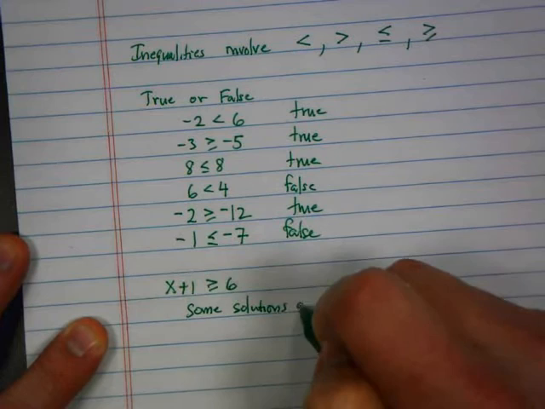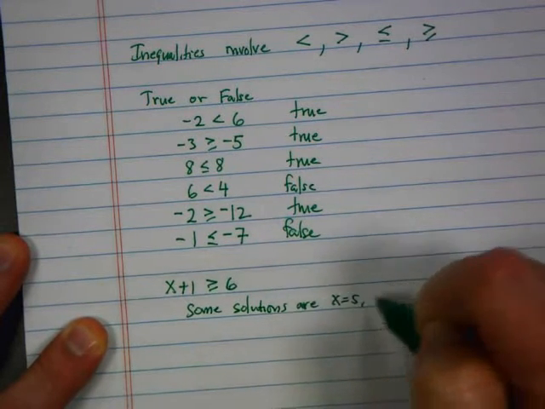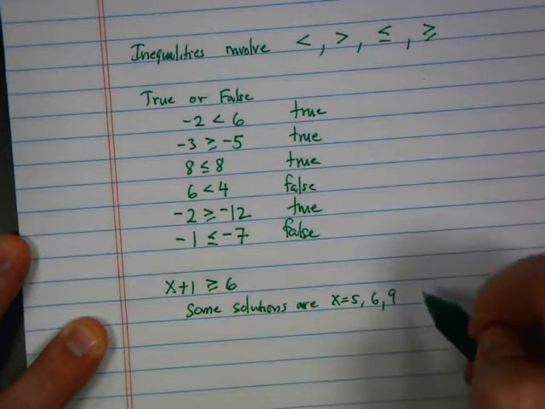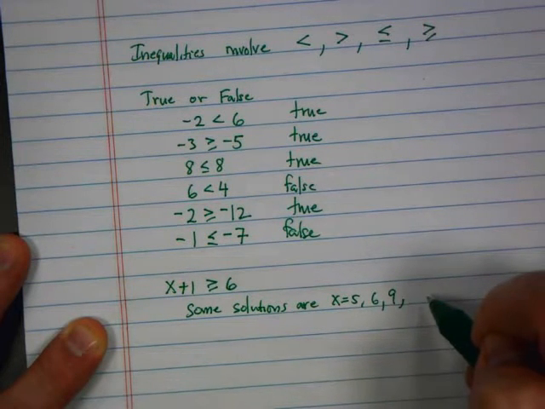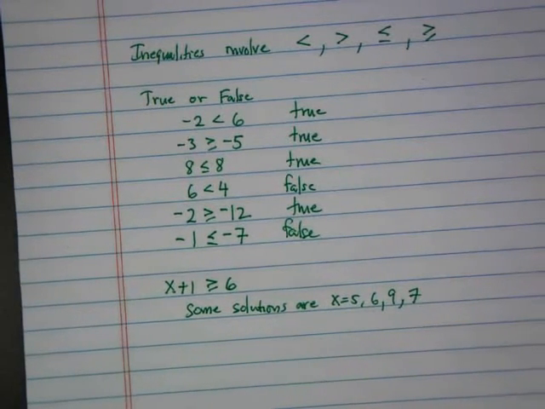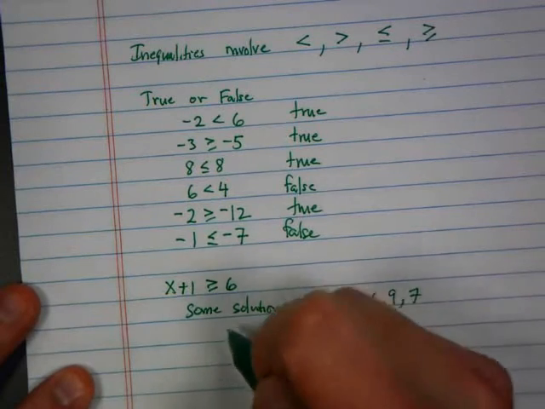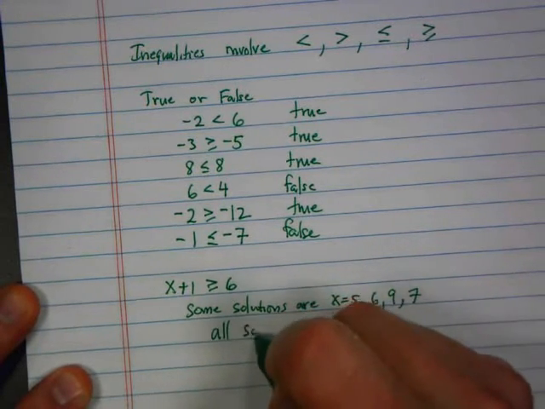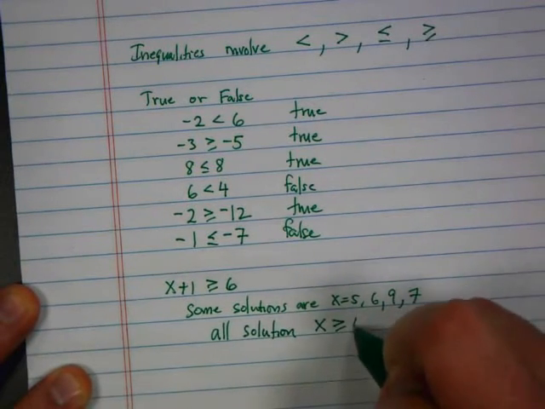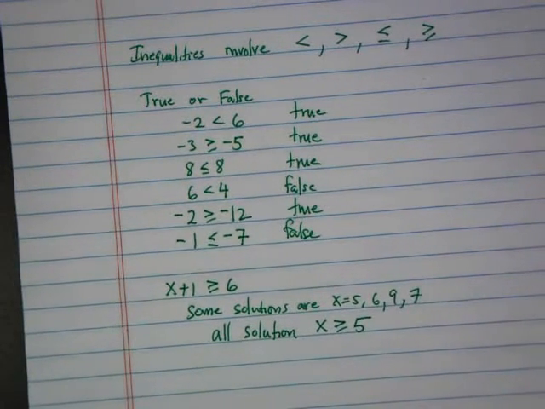And then honestly, anything over 5. For example, 6 and 9 and 7. Sure, we do them in order. In fact, you just told me what all the answers were. What were all the answers? Everything over 5. Everything 5 and bigger. So how would we write all the solutions? X is greater than or equal to 5. X is greater than or equal to 5 would be a list of all the solutions.